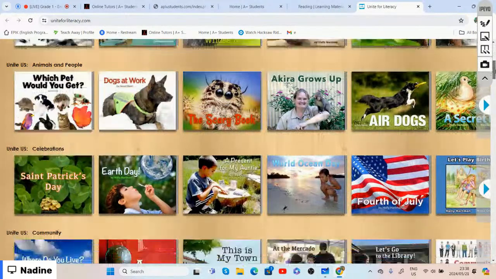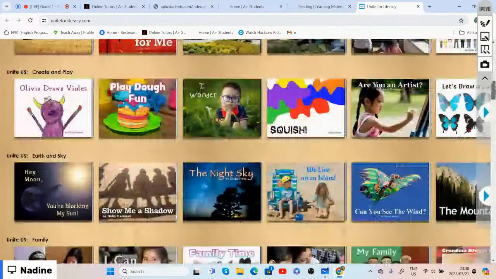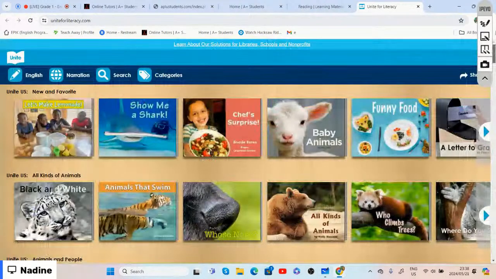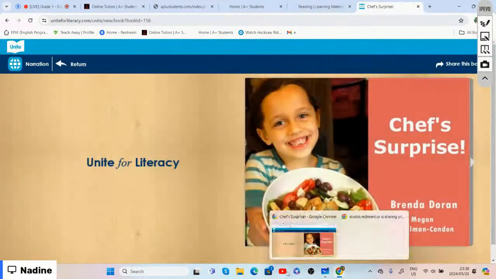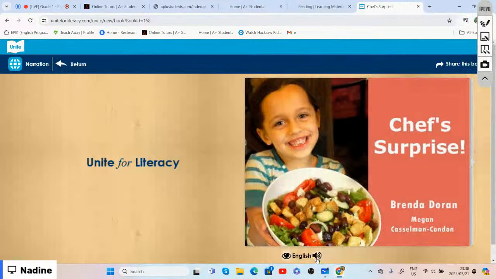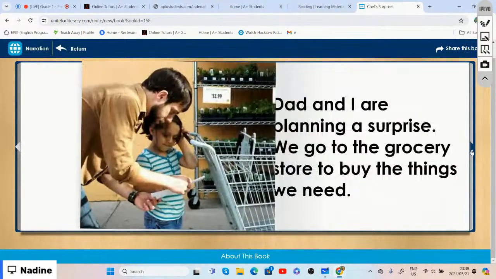All right, let's look for a reading piece. Let's go to Chef's Surprise. I'm sure that most of you like, not even cooking, but to do certain things. Chef's Surprise by Brenda Doran. Photographs by Megan Castleman Condon. All right, so we are going to read an audiobook. So you are just going to listen to the reading piece.